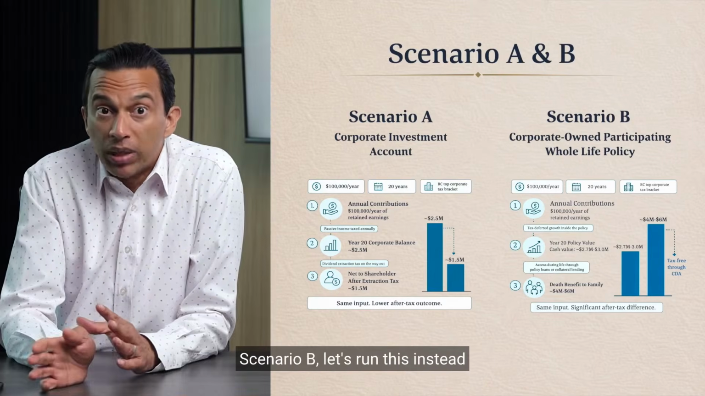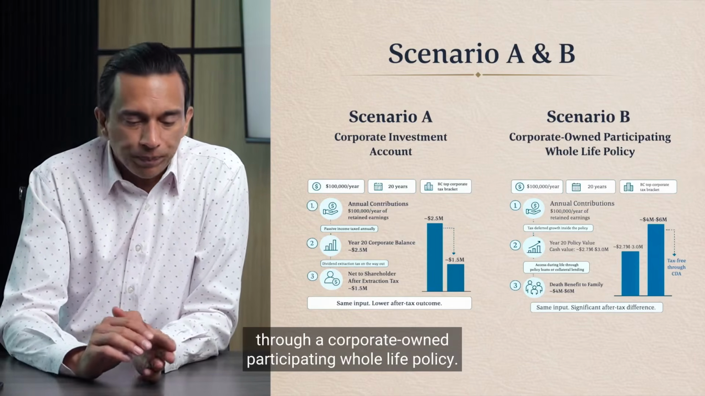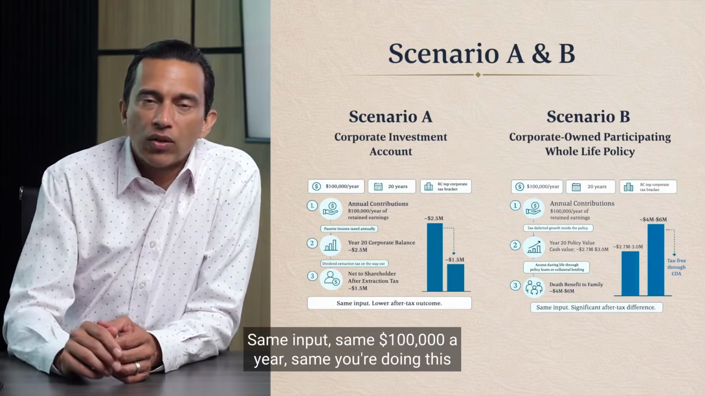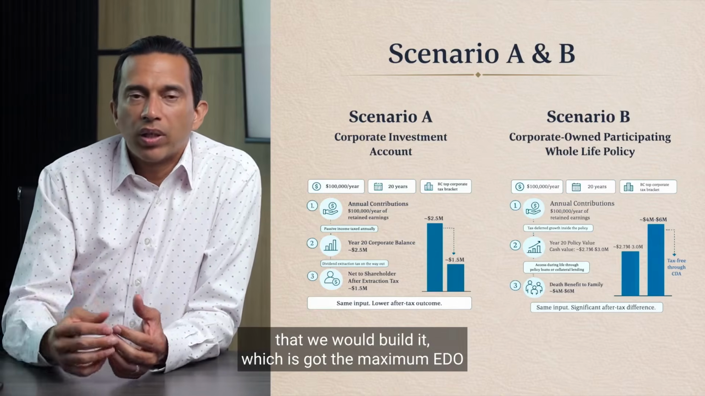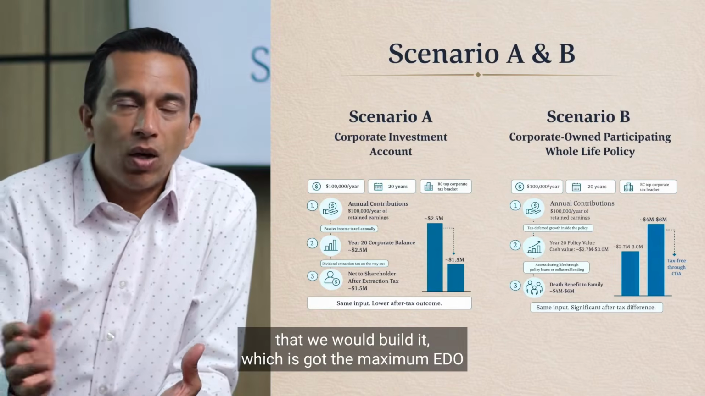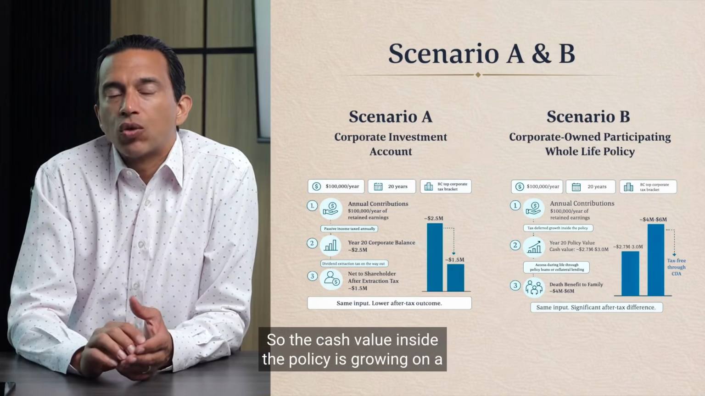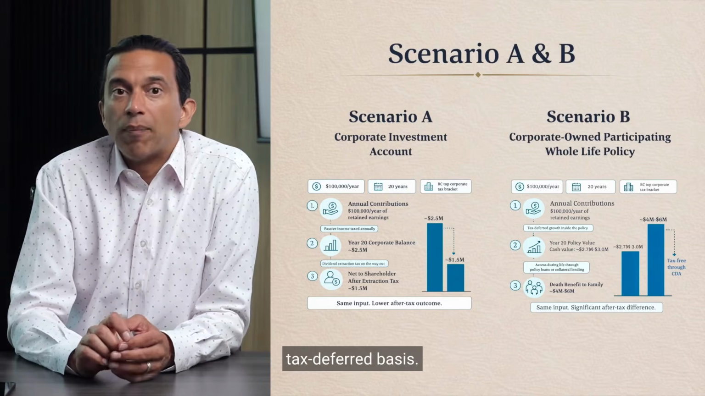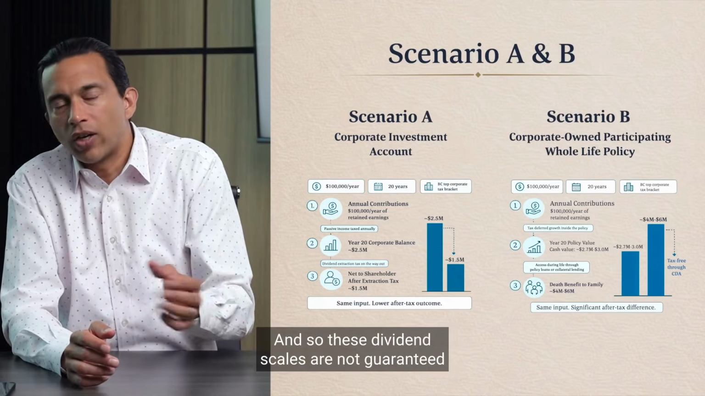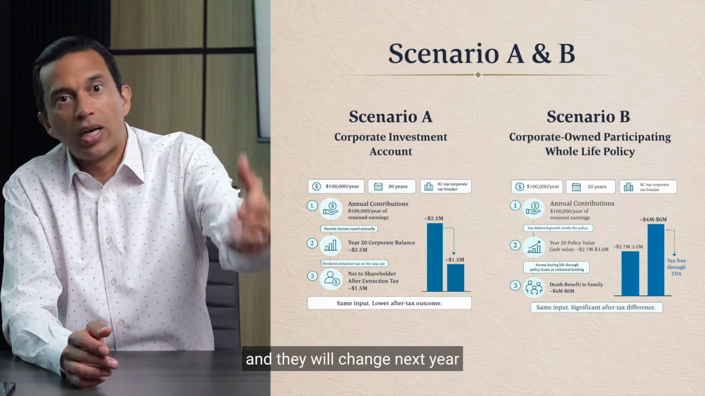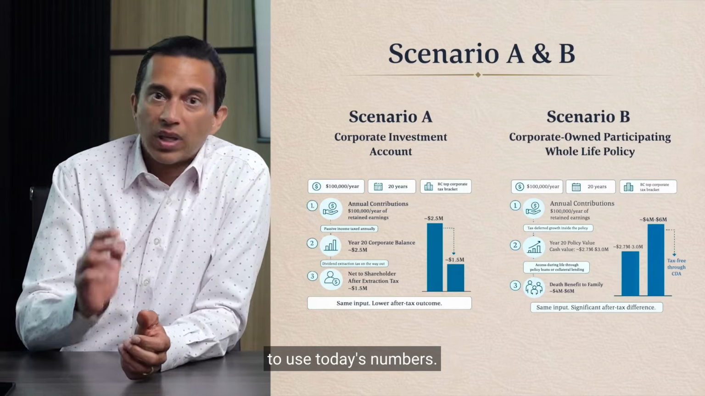Scenario B, let's run this instead through a corporate-owned participating whole life policy. Same inputs, same $100,000 a year, same 20 years, and we're building it the way we would build it, with the maximum EDO, and the EDO is buying the paid-up additions. So the cash value inside the policy is growing on a tax-deferred basis. This is based on today's current dividend scales, and these dividend scales are not guaranteed, and they will change next year and the following years. But for the numbers, we're just going to use today's numbers.